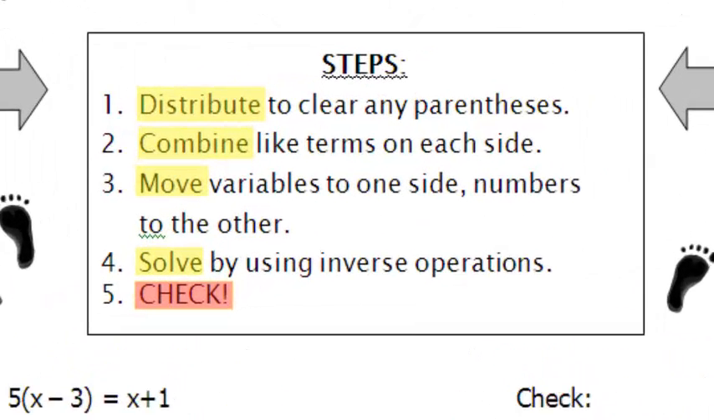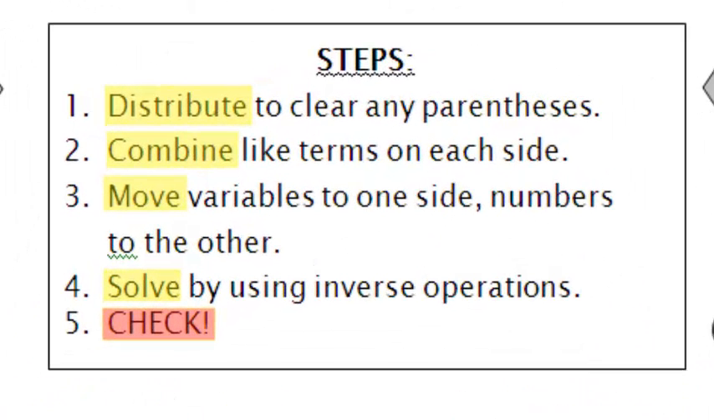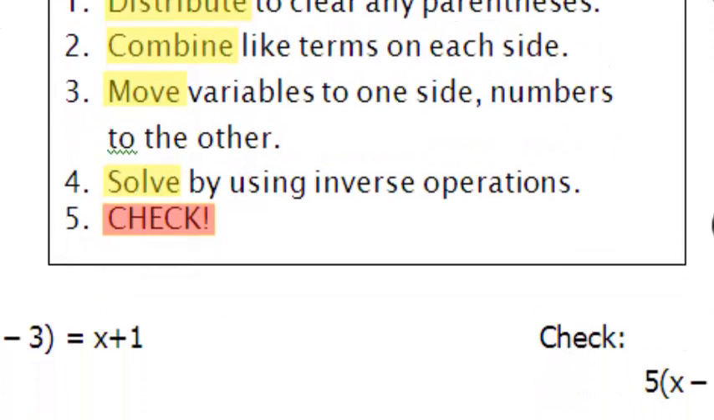So the first thing you should do is really clear any parentheses. You can distribute to do that, and then you can combine like terms on each side. Then you can move your variables to one side of the equation and solve by inverse operations. Key element here is check your answer. You'll always know if you got it right.